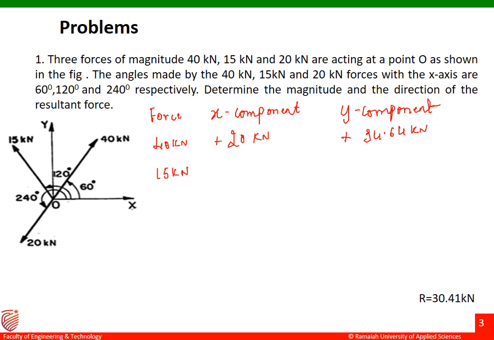So it will become 15 sine 30. The answer is 7.50, and it will be minus because it is acting in the second quadrant. So my y component would be 15 cos 30 degrees. It will be plus 12.99 kilonewton.